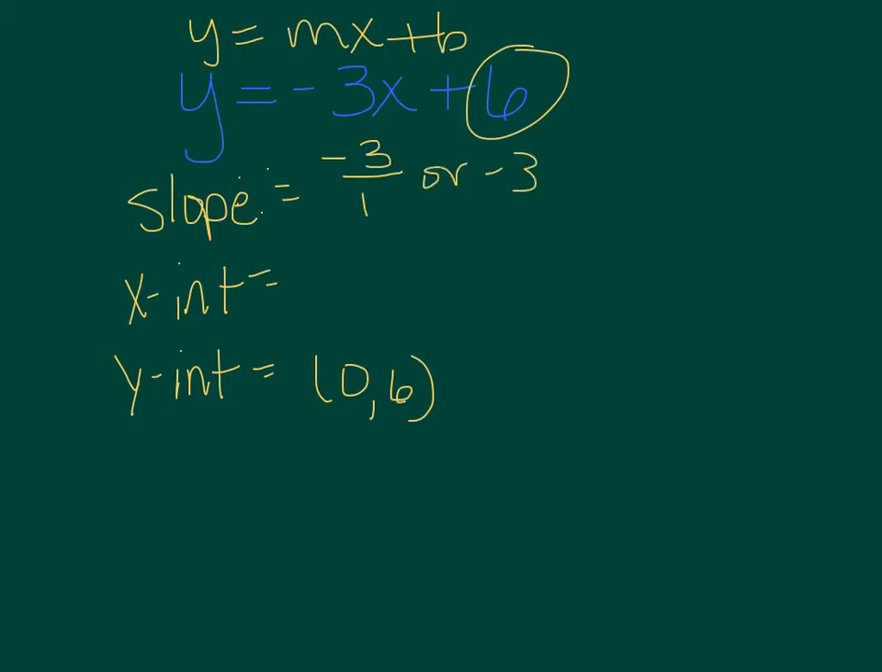Now in this one, we need to find our x-intercept. To find the x-intercept, if you remember, when we're looking for our x-intercept, y is always 0. Now, knowing that, we can plug 0 into the y. That would give us our x-intercept. Let's go ahead and do that.